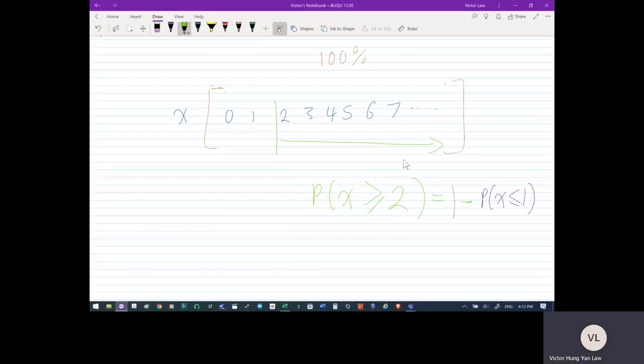And to find out that probability, what we're going to do is take the 100%. 100% is all the possible outcomes, minus the opposite. The opposite is basically your probability of x is less than or equal to 1. So that's why we're taking 100% minus the probability of x is less than or equal to 1. And that will give you the probability of x is greater than or equal to 2. So that's what you need to understand from this diagram here.